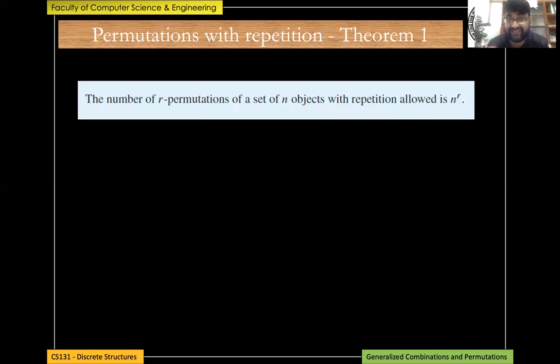Or let's first give a theorem for it. The number of R-permutations of a set of n objects with repetitions allowed is n raised to power R. And we know this already. You can actually calculate it by putting in the formula for permutation. And in general, since repetition is allowed, this is what you come up with, right? n raised to power R.